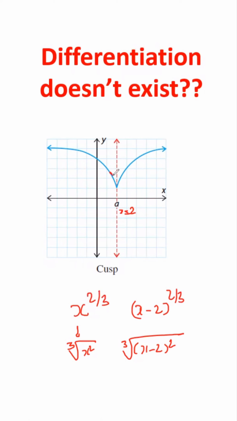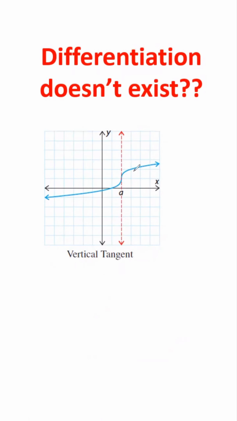Before this point, the slope is continuously decreasing, and after it the slope suddenly starts increasing. If you draw the tangent like this, on the left-hand side the tangent is negative, and on the right-hand side the tangent is positive. So you cannot determine the value of the tangent at this point. Differentiation does not exist. Vertical tangent.